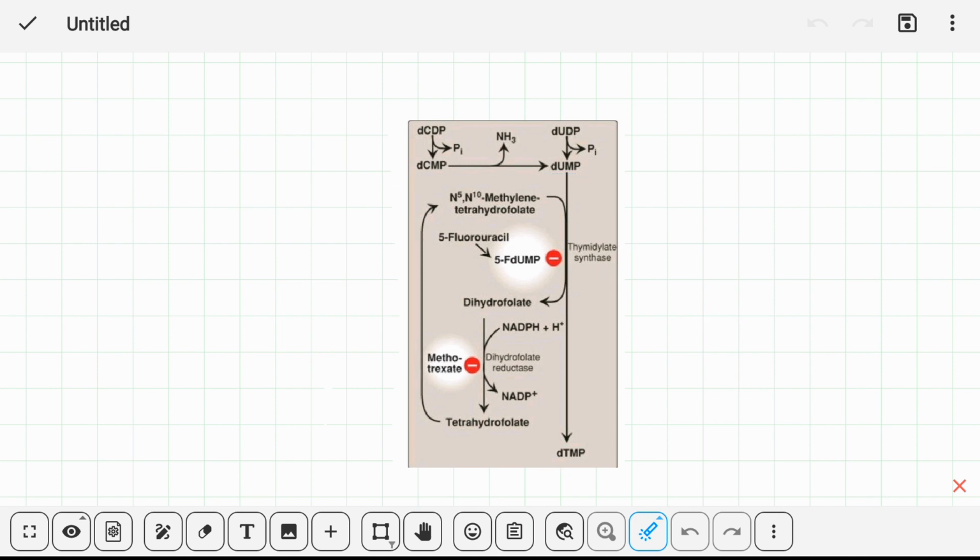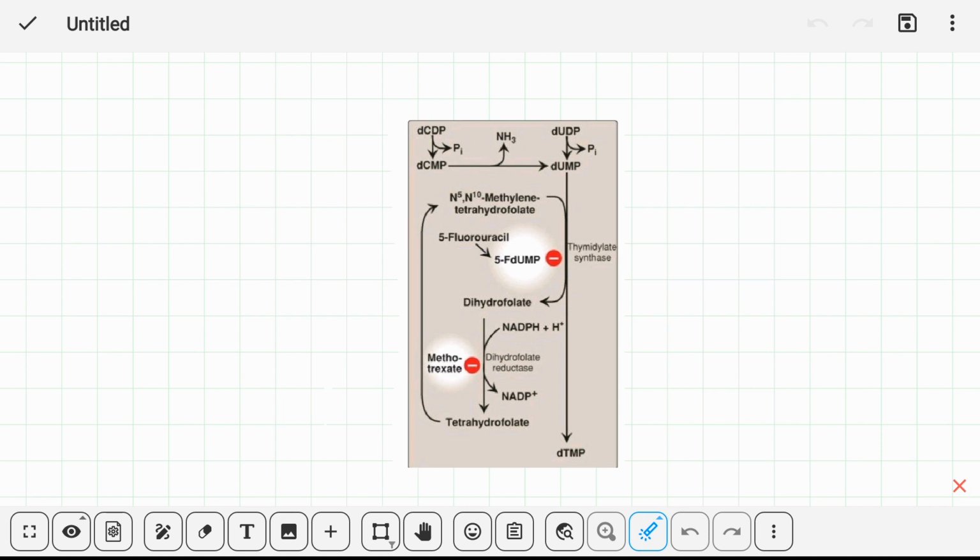This reaction also requires the conversion of N5-N10 methylene tetrahydrofolate into dihydrofolate. This dihydrofolate never goes to garbage. It is then reutilized in our body. It is reduced into tetrahydrofolate in the presence of dihydrofolate reductase enzyme. And now we have two inhibitors of this reaction. First is 5-fluorouracil and then we have methotrexate.